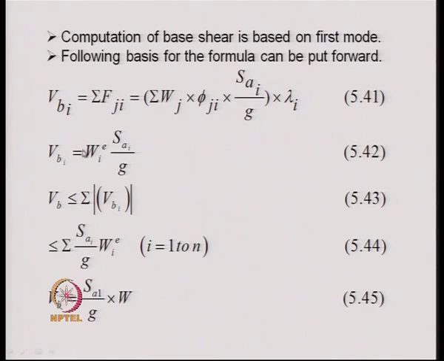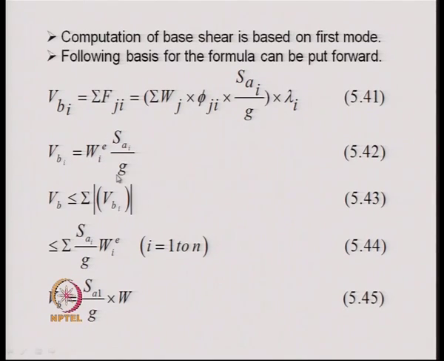W_iE is called the effective weight or effective modal weight for the structure, and this is nothing but the sum of W_j multiplied by phi_ji, multiplied by lambda_i. So, this is not a summation; this is W_j multiplied by phi_ji multiplied by lambda_i, that gives W_iE, that is the effective modal weight in the ith mode.